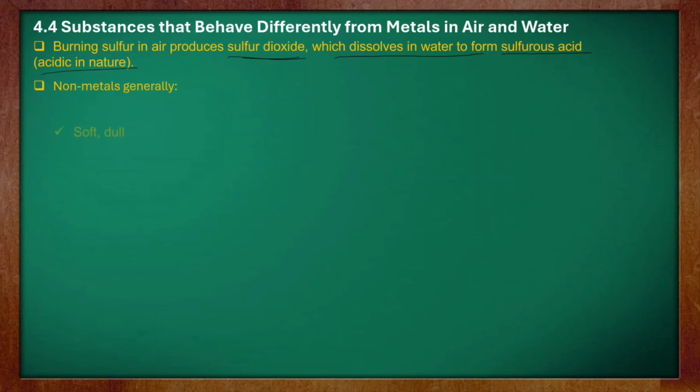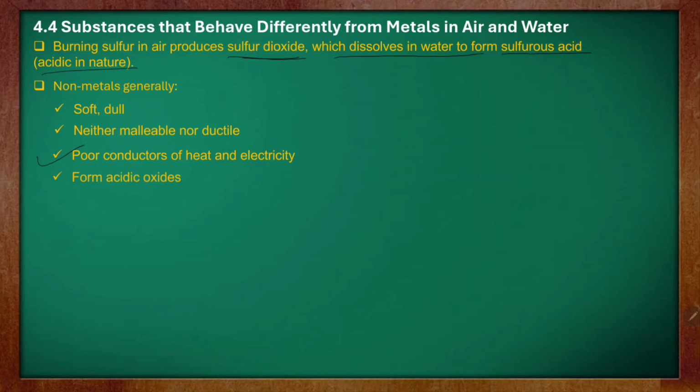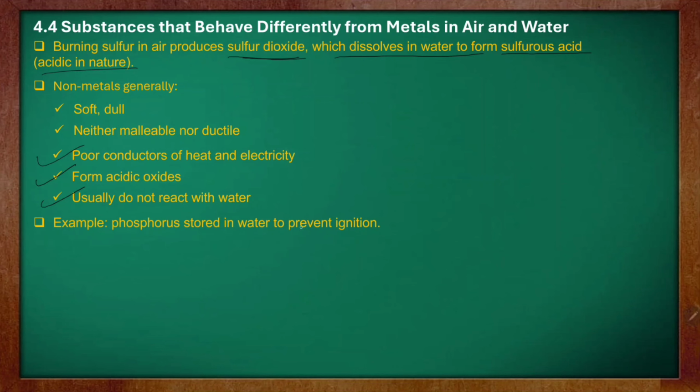And these are the features of non-metals. They are soft, dull, and neither malleable nor ductile. They are poor conductors of heat and electricity, and they form acidic oxides and usually do not react with water. Phosphorus is stored in water because otherwise in air it catches fire. So phosphorus, as it is a non-metal, is stored in water. It is given here: example, phosphorus stored in water to prevent ignition.